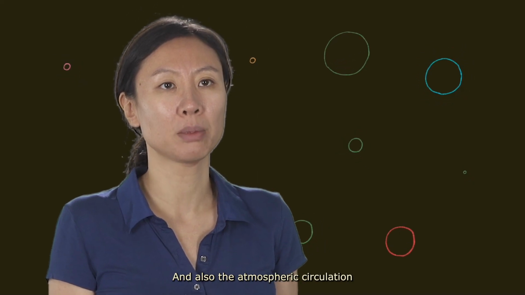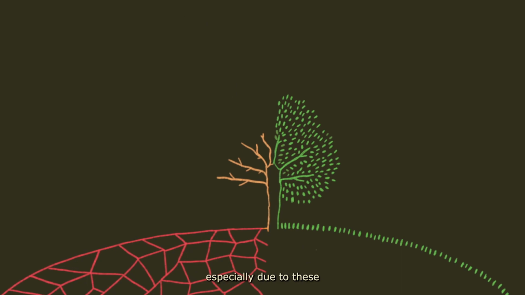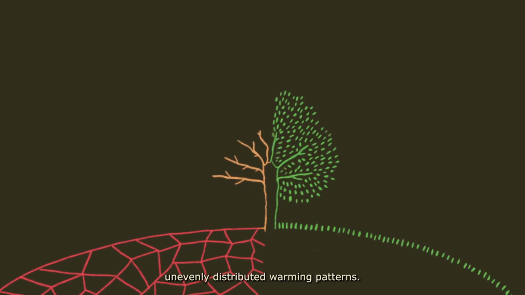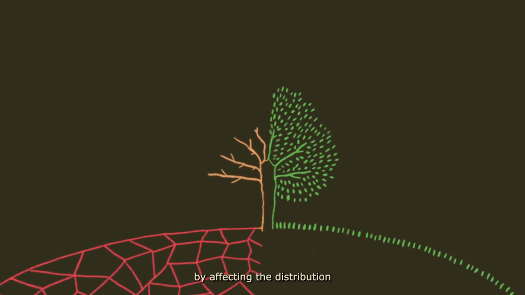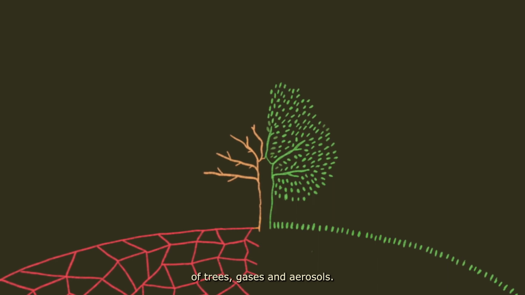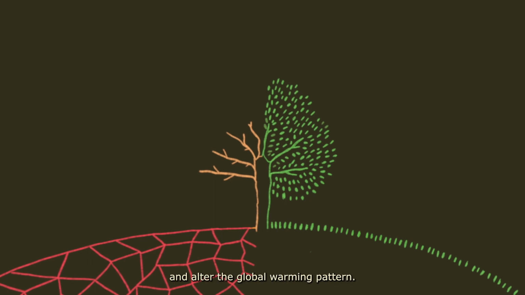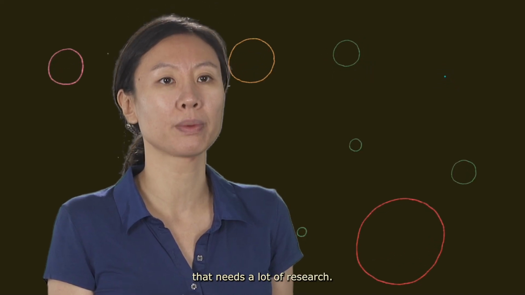And also the atmospheric circulation patterns have been changed by global warming, especially due to these unevenly distributed warming patterns. And this may also change the global environment by affecting the distribution of trace gases and aerosols. And these changes may further feed back to the climate and alter the global warming pattern. So it's a very complicated system that needs a lot of research.